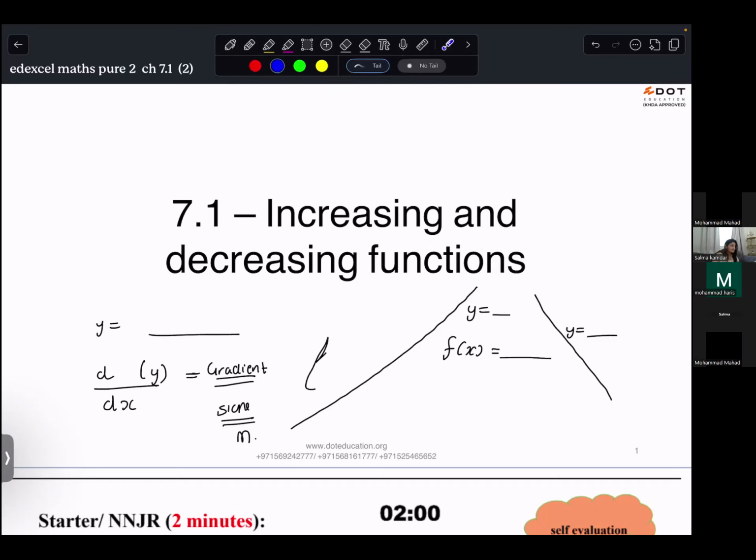Are you with me? It's because m is denoted as the gradient, and y equals mx plus c. Now if you look at this curve over here, can you tell me whether the gradient will be positive or negative? Positive. That means, since the gradient is positive, this function is increasing for all the values of x.